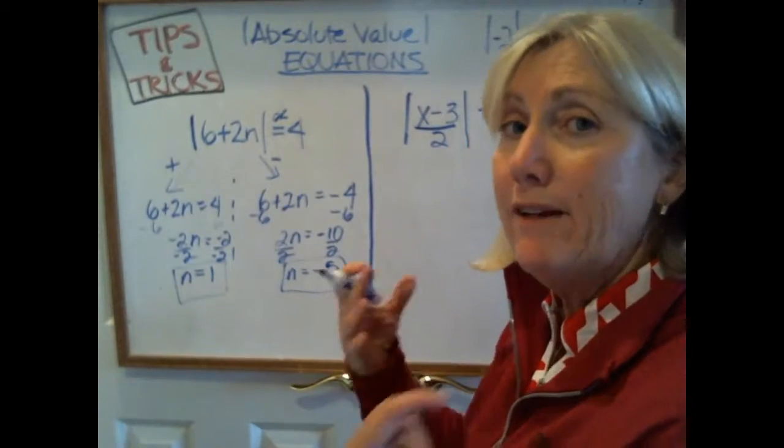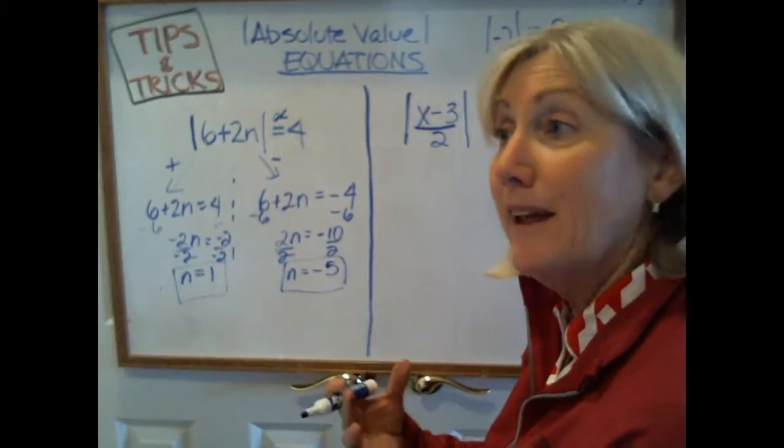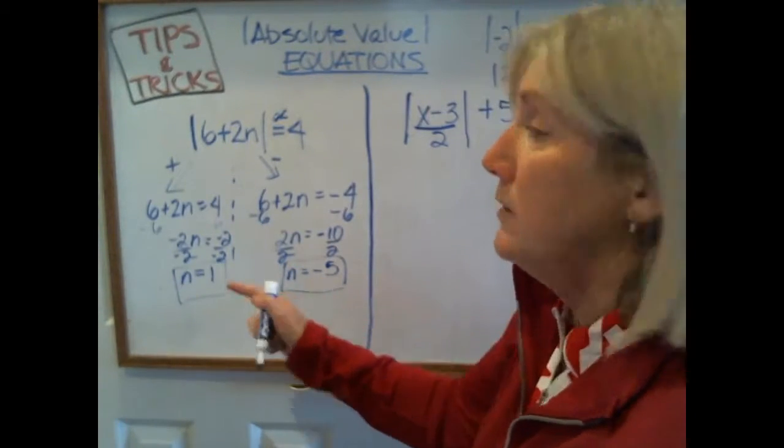So when we have absolute values, we're always going to get two answers. Sometimes they could be the same answer, but usually they're going to be two different answers.